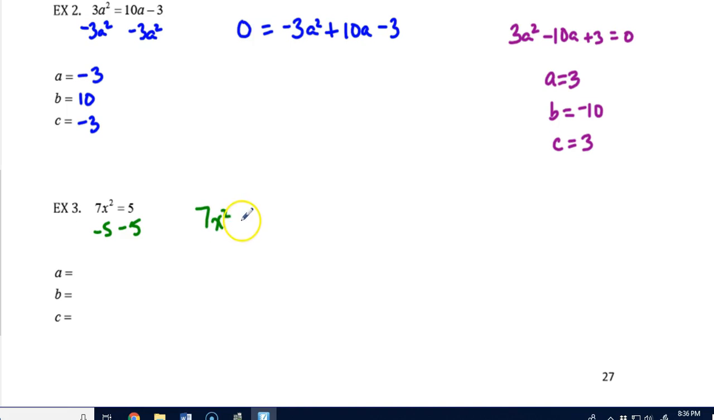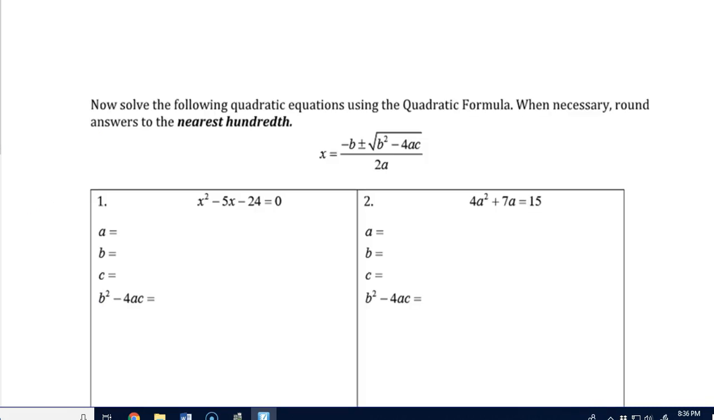I kind of like stuff on the left, just to force a habit. We can work with terms on the right of the equal sign. So a is 7. Whoa, what's b? There's no x term, there's no linear term, so b must be 0. Check yourself on that one. That's a potential source of error. Okay? So now we're ready to start solving some equations by using the quadratic formula.